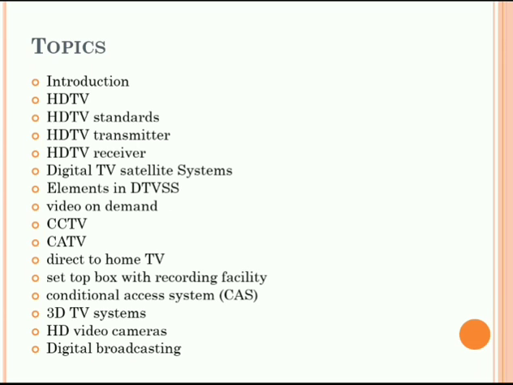Then we will study digital television satellite systems also, the elements in a digital television satellite system. This also we will go through in detail, with each and every element related to the satellite system. Next we will see video on demand, CCTV, CATV, direct to home televisions. Next we will see set-top box with recording facility, different conditional access systems, 3D TV systems, HD video cameras and digital broadcasting. This is all the syllabus related to this third unit.